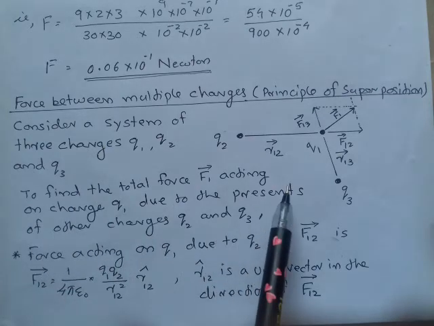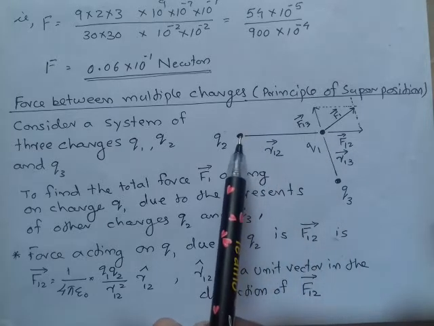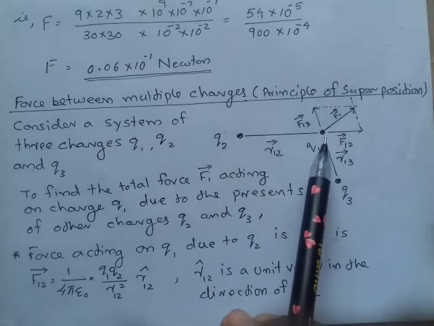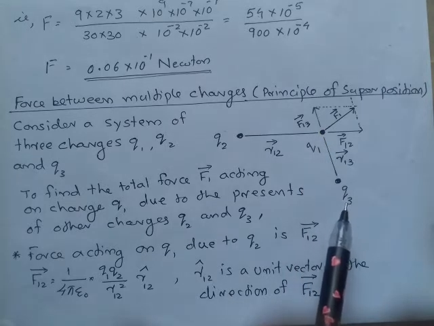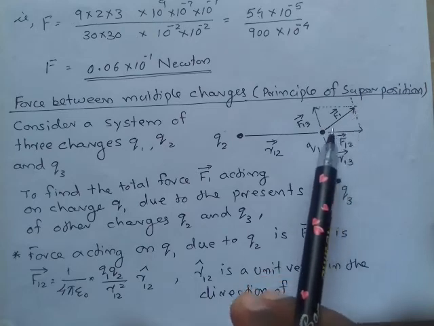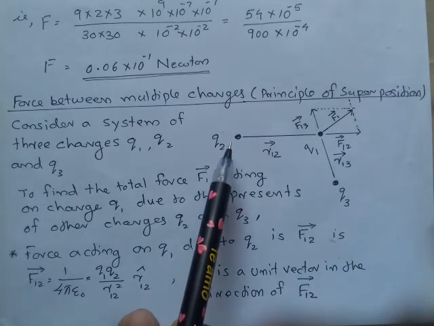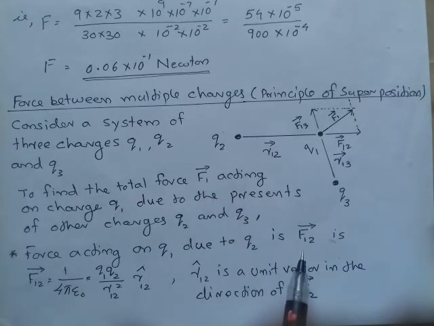Now first of all we will find the force acting on q1 due to q2. Later we will find the force acting on q1 due to q3, and finally we add both of them to find the final force. Starting with the force acting on q1 due to q2, that is termed vector F12. We already know what vector F12 is. It is 1 by 4 pi epsilon 0 q1 q2 by r12 square r cap 12.